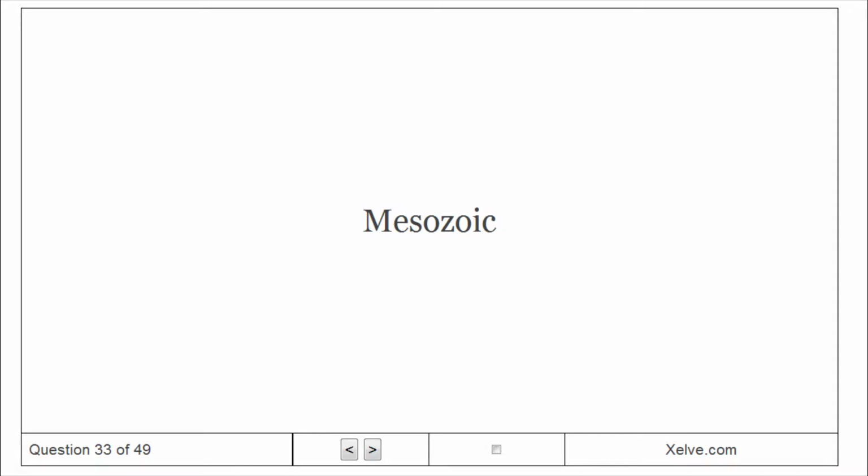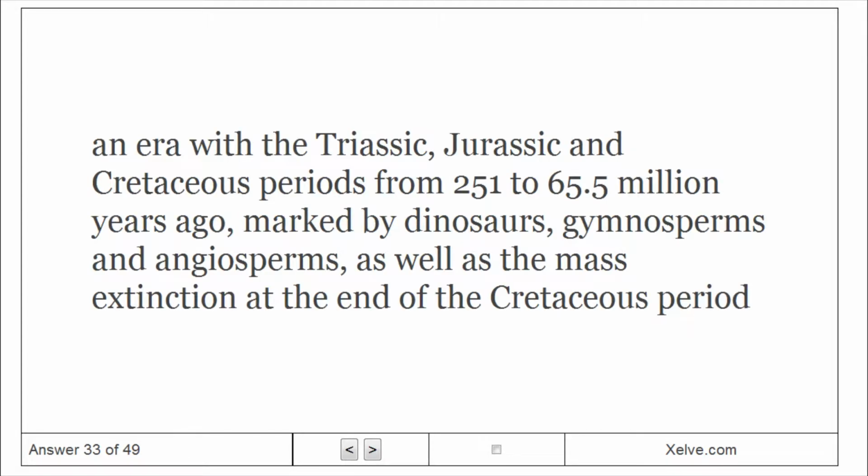Mesozoic. An era with the Triassic, Jurassic and Cretaceous periods from 251 to 65.5 million years ago, marked by dinosaurs, gymnosperms and angiosperms, as well as the mass extinction at the end of the Cretaceous period.